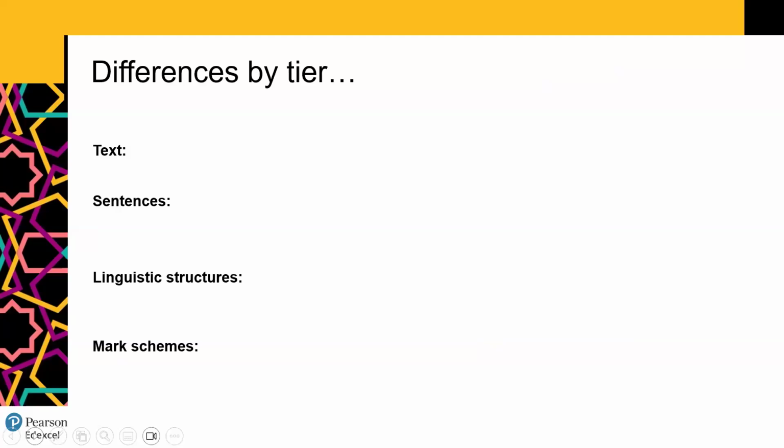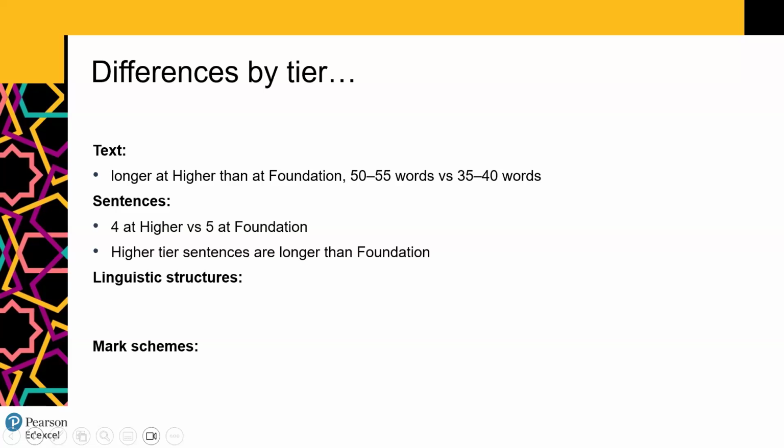So there are differences by tier, whether they're doing foundation or higher. At foundation, the word count will be between 35 and 40, and at higher it will be 50 to 55. So obviously you can see it's a bit longer at higher. The sentences, there will be 4 at higher, but they will be longer and more complex in grammar. At foundation, there will be 5 sentences.